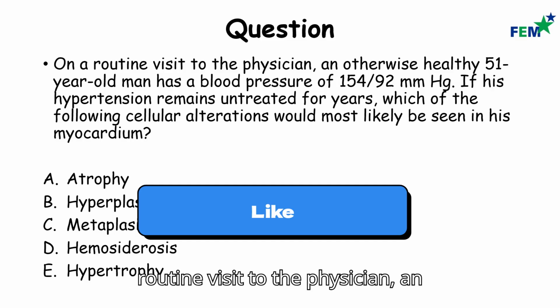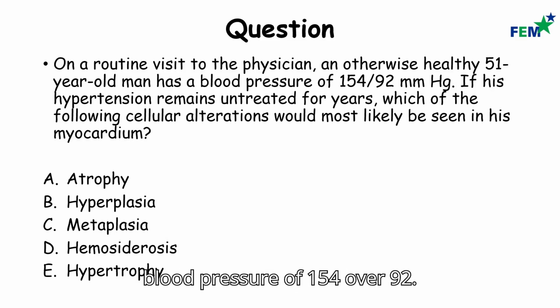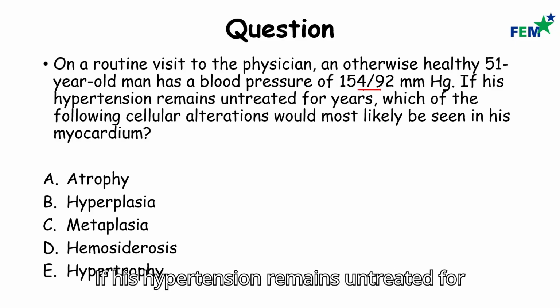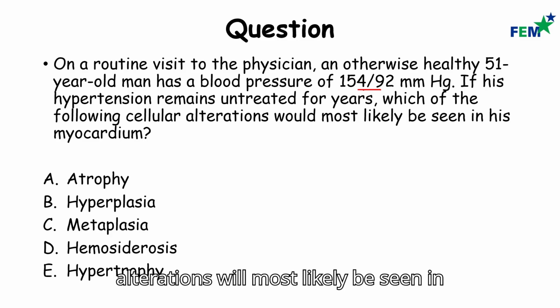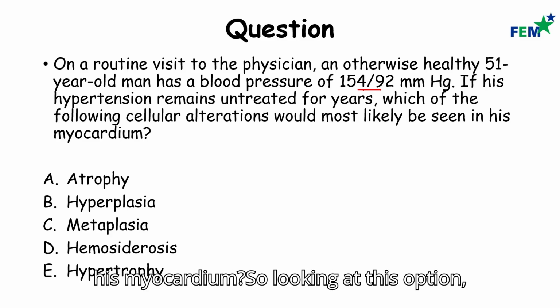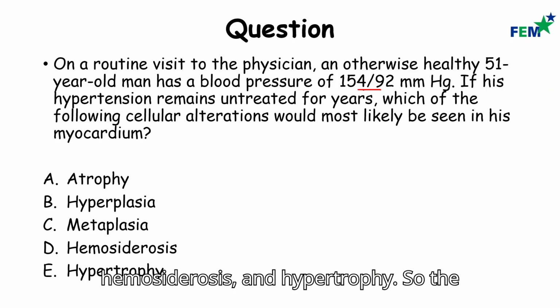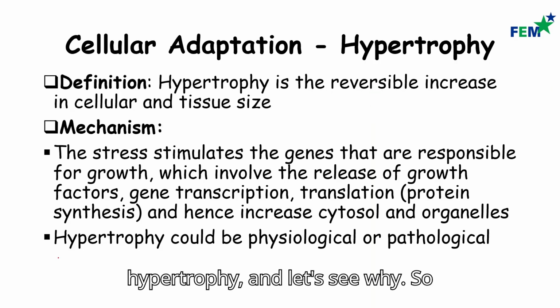On a routine visit to the physician, an otherwise healthy 51-year-old man has a blood pressure of 154/92. If his hypertension remains untreated for years, which of the following cellular alterations will most likely be seen in his myocardium? Looking at the options, we have atrophy, hyperplasia, metaplasia, hemosiderosis, and hypertrophy. The best answer here is going to be hypertrophy, and let's see why.